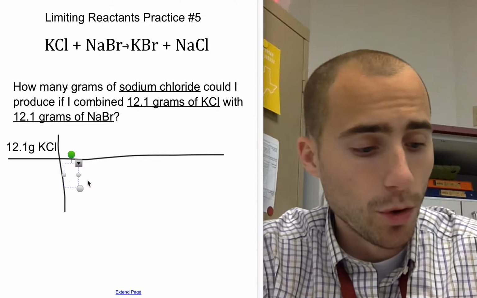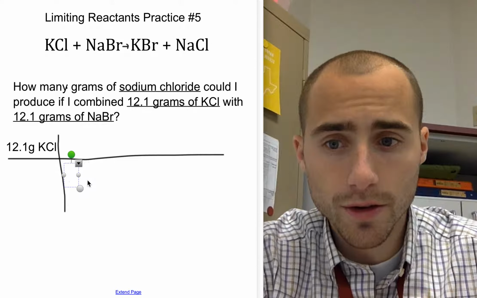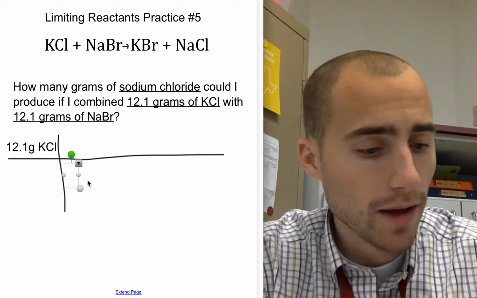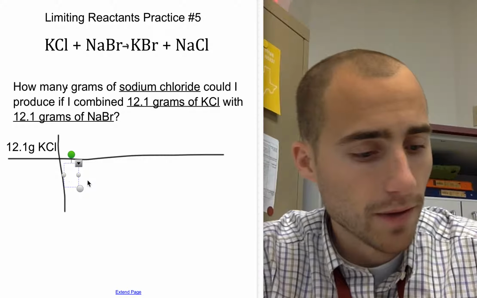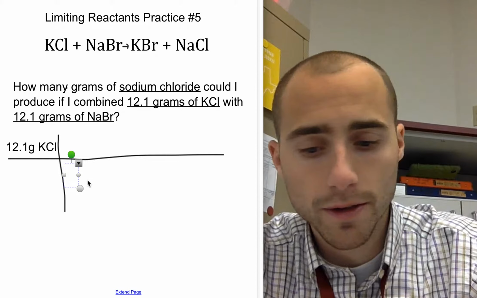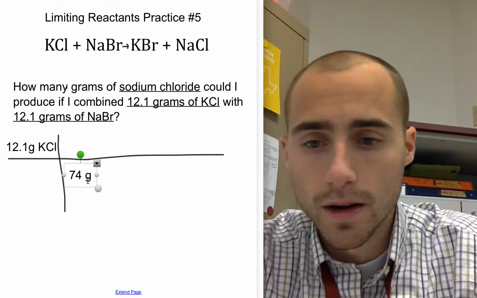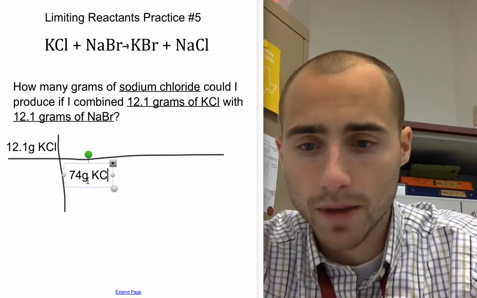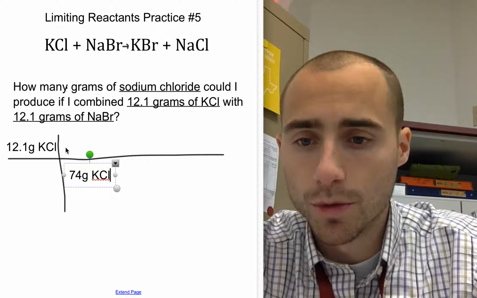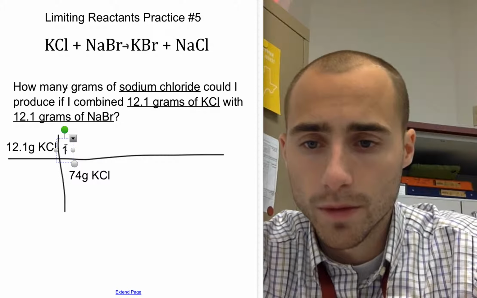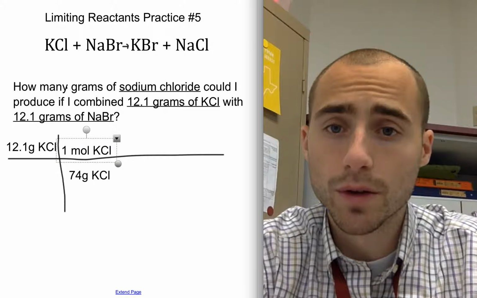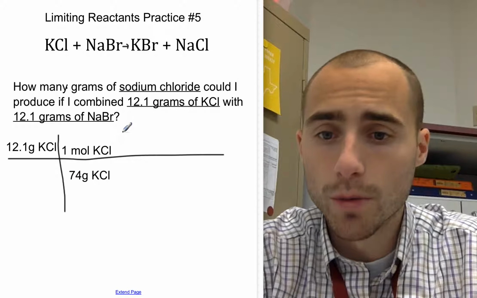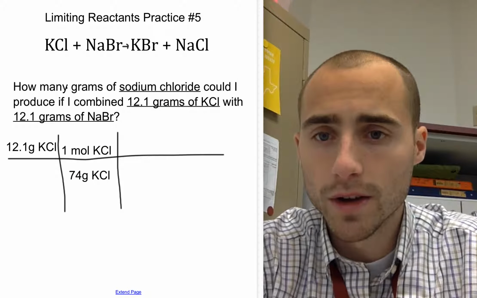Now, the molar mass of KCl is 39 grams for K plus 35 for Cl. Whoops, 39 plus 35, not 39 multiplied by 35. So you end up with 74 grams. 74 grams KCl equals 1 mole KCl. So now we've converted to moles, and now we have to go to our equation and do our mole to mole ratio.